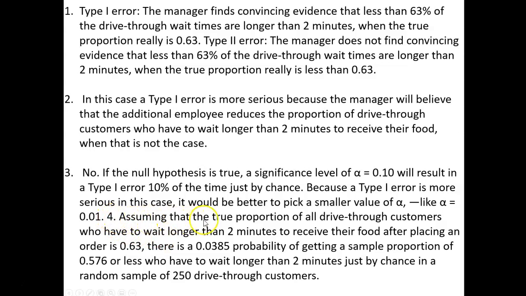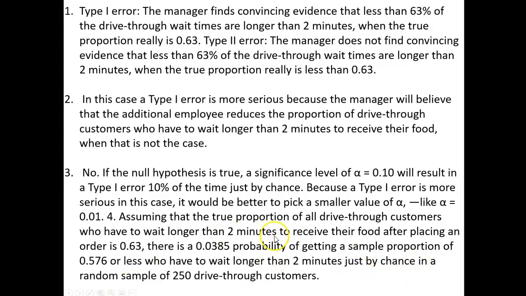So keep reading here. Here's number 4. It says, assuming that the true proportion of all drive-through customers who have to wait longer than 2 minutes to receive food after placing an order is 0.63. So remember how we do this. We're assuming that the null hypothesis is true. There is a 0.0385 probability of getting a sample proportion of, and this was the statistic, 0.576, that was the p-hat, or less, who have to wait longer than 2 minutes just by chance in a random sample of 250 drive-through customers.